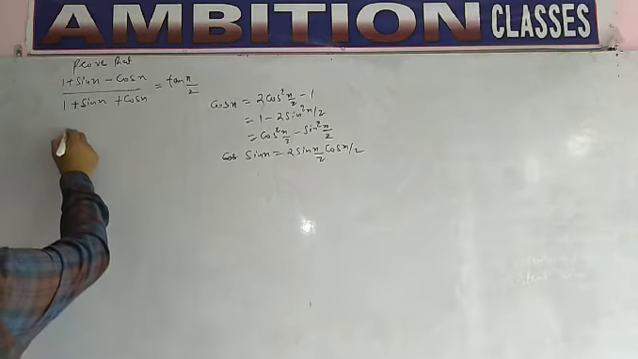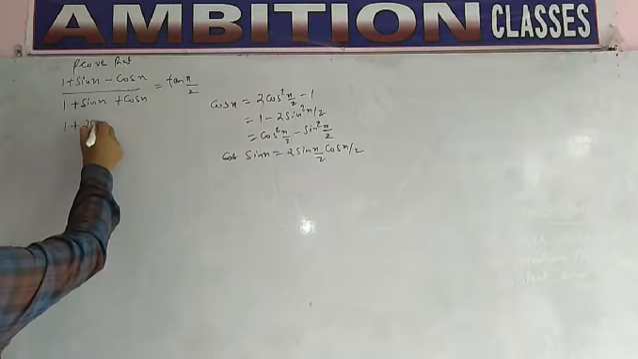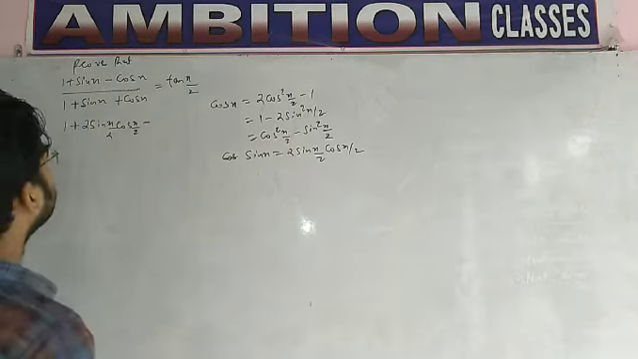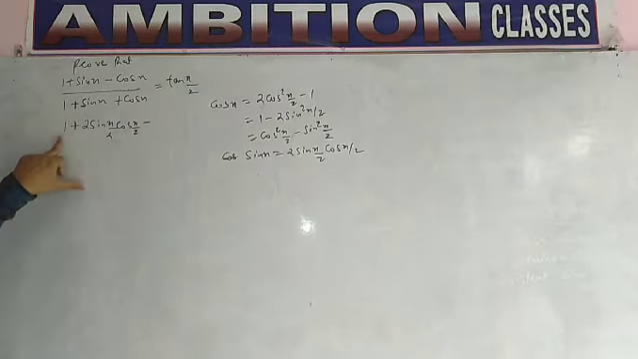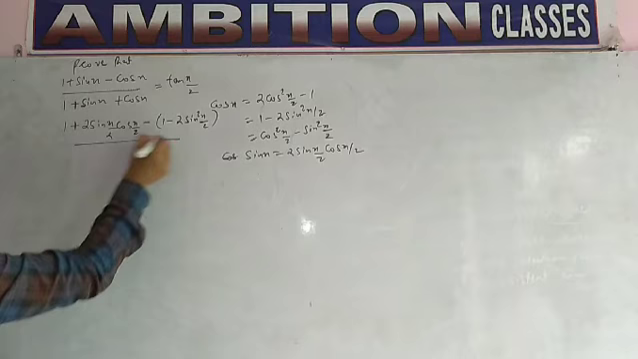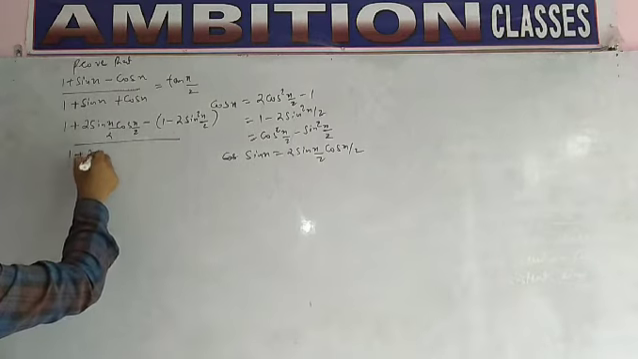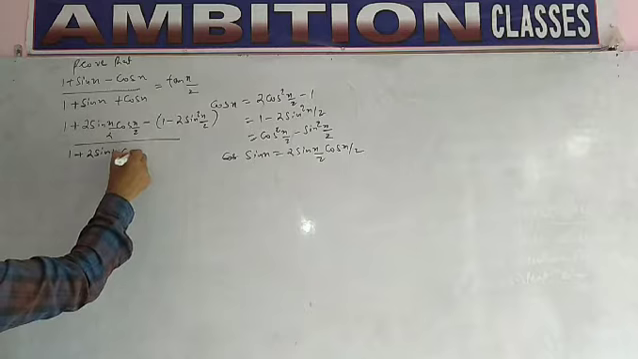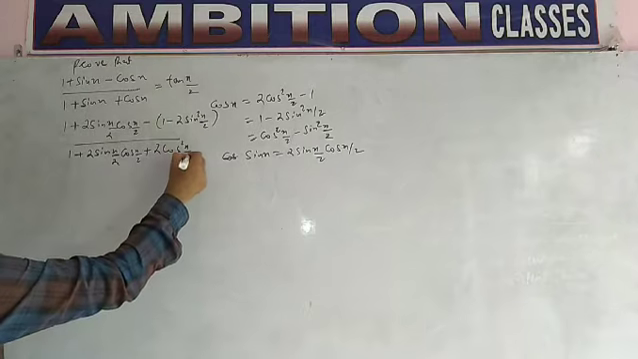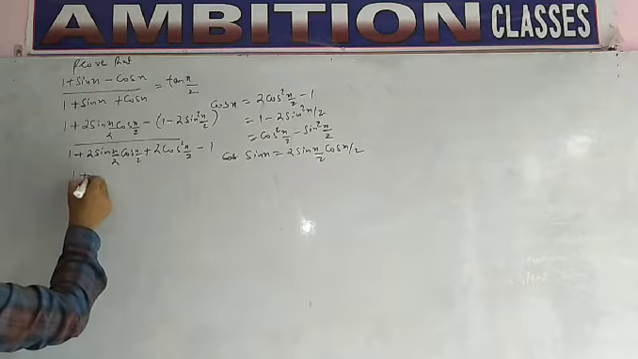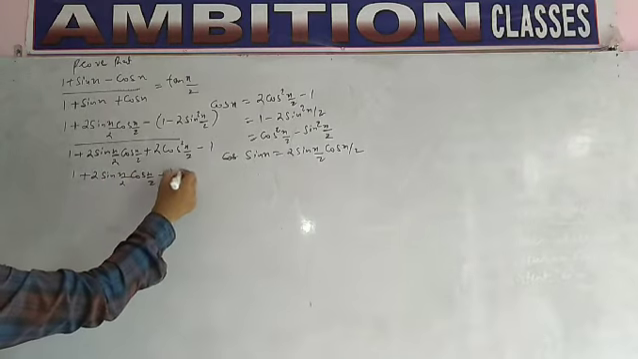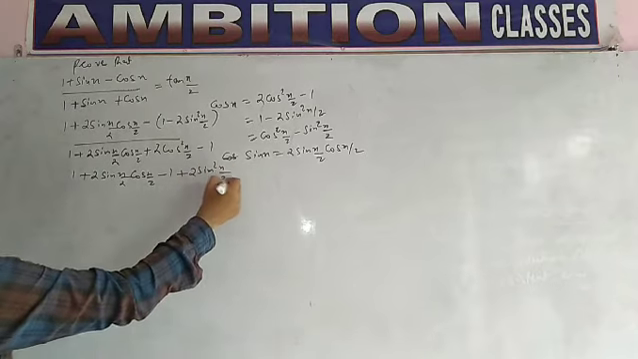1 plus sin x, it means 1 plus 2 sin x by 2 into cos x by 2 minus, for cos x, now we have to apply the formula for cos x which cuts the effect of 1. Now we have to apply here 1 minus 2 sin square x by 2, upon 1 plus, for sin x we have to apply the formula 2 sin x by 2 into cos x by 2. For cos x we have to apply the formula 2 cos square x by 2 minus 1. We will have here 1 plus 2 sin x by 2 into cos x by 2 minus 1 plus 2 sin square x by 2.